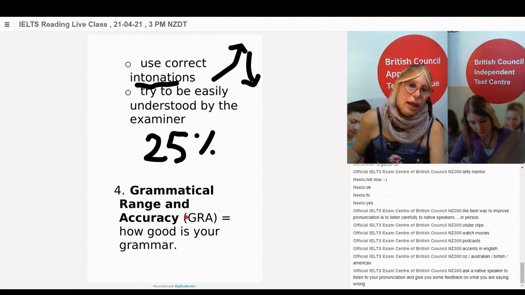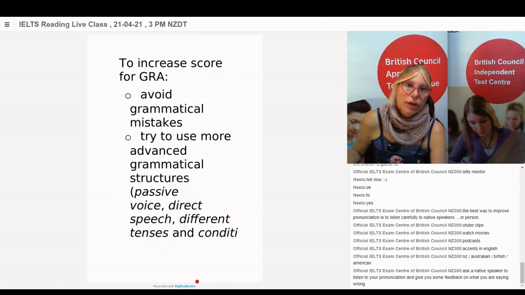And lastly, we come to grammatical range and accuracy. How good is your grammar? So to increase your grammar score, you need to try to avoid grammar mistakes if you can. Not always easy because you might not be aware that you're making grammar mistakes, but if you can try and be accurate, that's good.